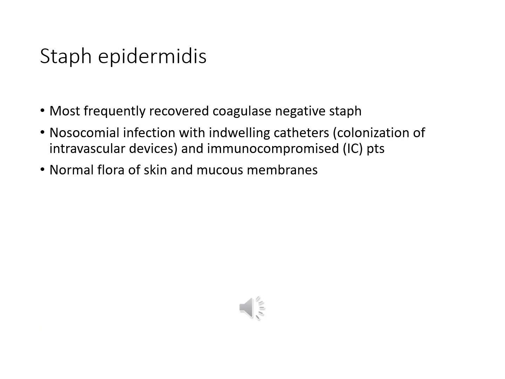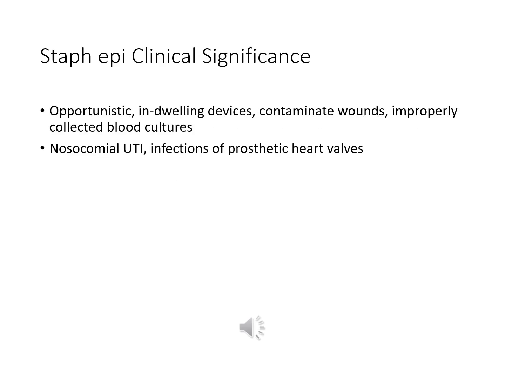Staph epidermidis. This is the most frequently recovered coagulase-negative Staphylococcus. Typically, it's a result of a nosocomial infection, often due to an indwelling catheter, such as some types of intravascular device that could be recovered in an immunocompromised patient. Staph epidermidis is normal flora of the skin and mucous membranes. But once again, if given an opportunity, Staphylococcus epidermidis will be the pathogen for an opportunistic infection. So once again, it will happen in indwelling devices.